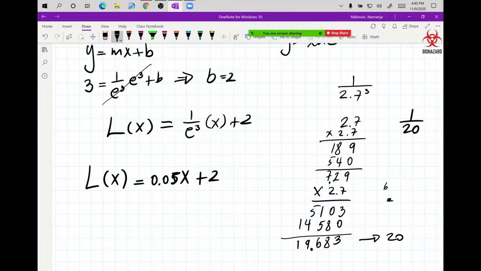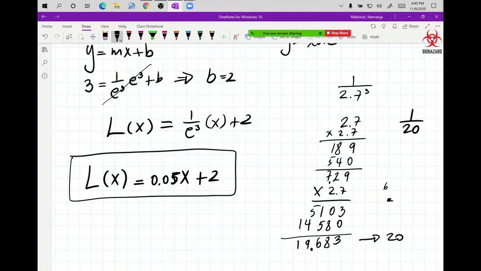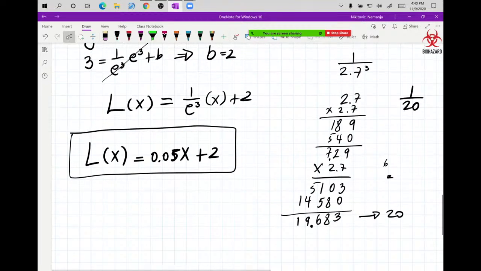I mean, we can leave 1 over 20. It's like pick your poison, right? But 1 over 20 is a good value. You can leave it as a fraction or you can leave it as a decimal. You are on the desert island. You own the whole thing. You're the boss. You pick whatever you want, right?